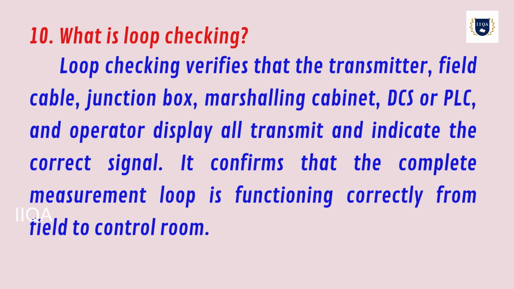What is loop checking? Loop checking verifies that the transmitter, field cable, junction box, marshalling cabinet, DCS or PLC, and operator display all transmit and indicate the correct signal. It confirms that the complete measurement loop is functioning correctly from field to control room.